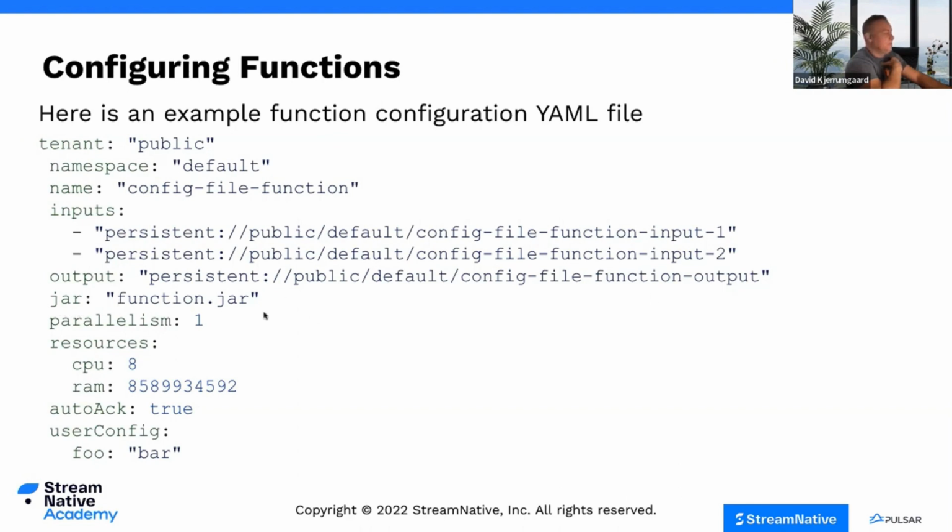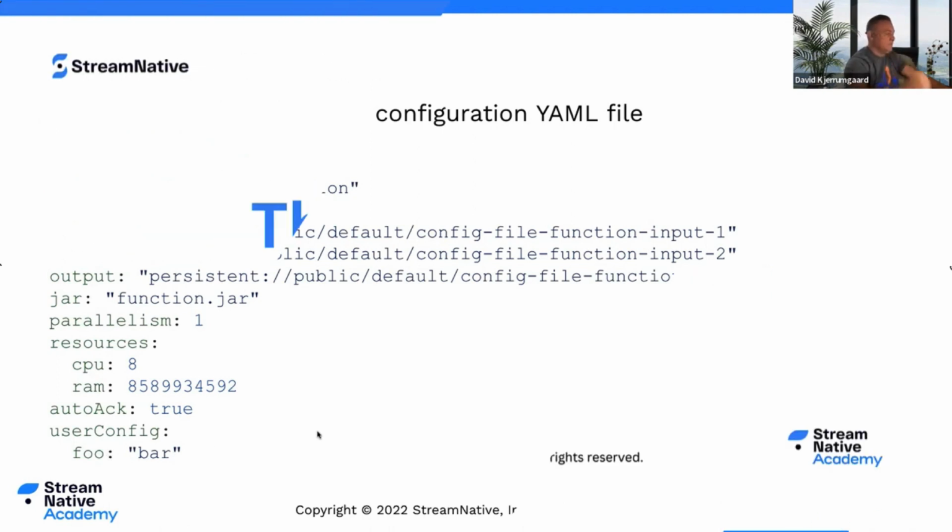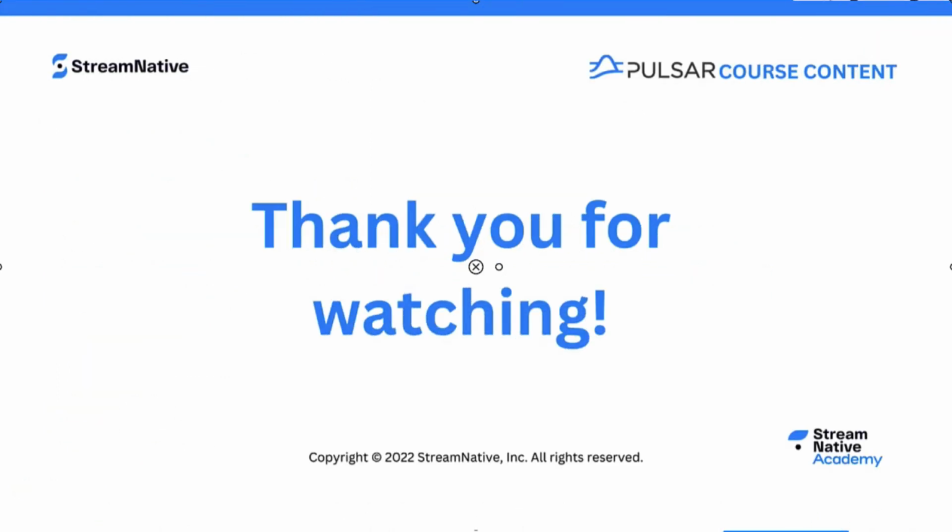Here we're specifying it's a jar file, so again, you can give it the fully qualified name to the jar. Parallelism, how many instances I want running. Resources here. Auto acknowledgement. Every time I get a message, I process the message in the Pulsar function, you can say I want to automatically acknowledge it versus having to explicitly acknowledge it in the code. And then you can use a user configuration key value map. So just passing key values here. So this is a very simple example of this.